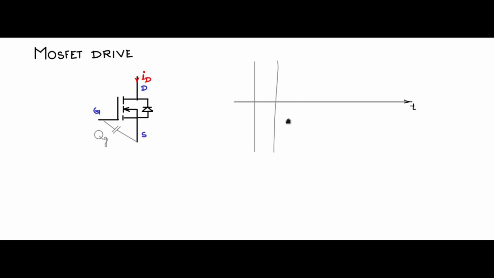So let's say this is the time. I will split it into time zones. This is the off state of the MOSFET. This is the on state of the MOSFET. Again, the off state of the MOSFET. There is an off to on transition. This is called the turn on period. There is an on to off transition. This is the turn off or the switch off period.